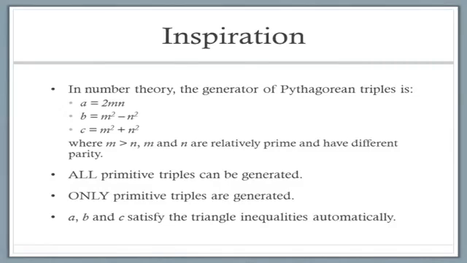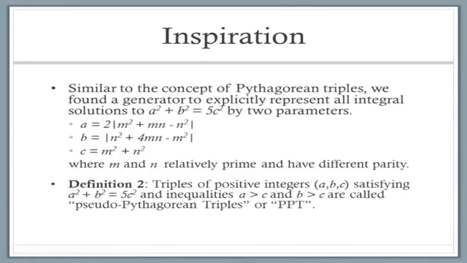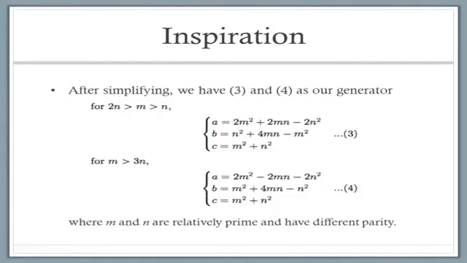Therefore, we want to do similar things for our perpendicular median triangle. We modify this generator and get our generator for generating our desired triples. We define the triples satisfying the previous problem and call them pseudo-Pythagorean triples, or PPT for short. After simplifying the generator and eliminating the absolute value, we get these two generators with corresponding boundaries for m and n.